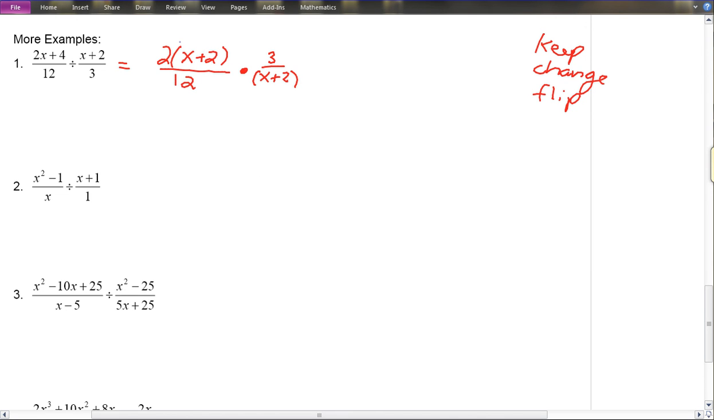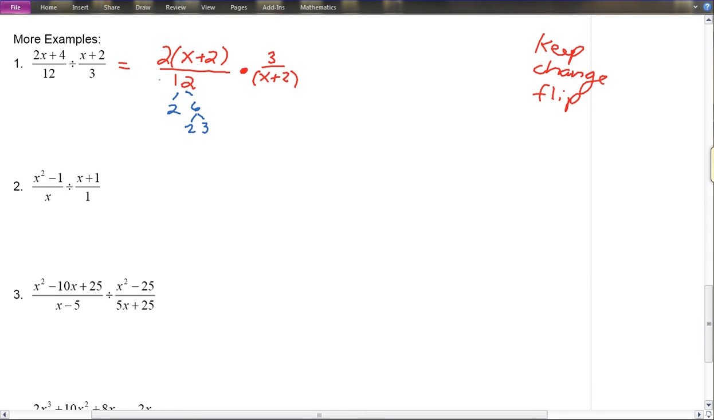Hopefully already, now that we're thinking about what we're going to want to cancel out, you'll see that there's an x plus 2 on the top and bottom. But let's also look at these numbers. 12 is 2 times 6. 6 is 2 times 3. Okay, so what are some of the numbers that you can see that you can cross out?